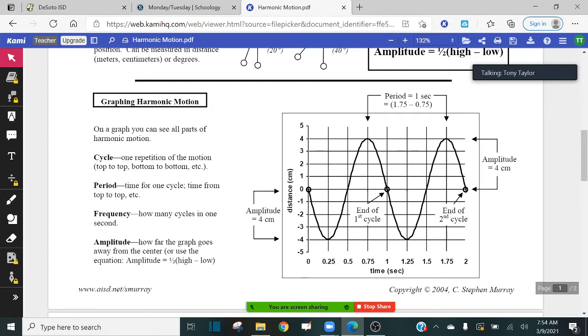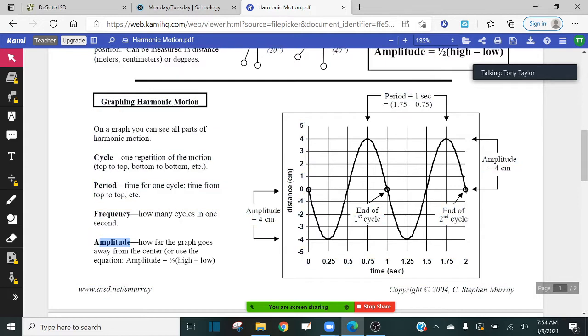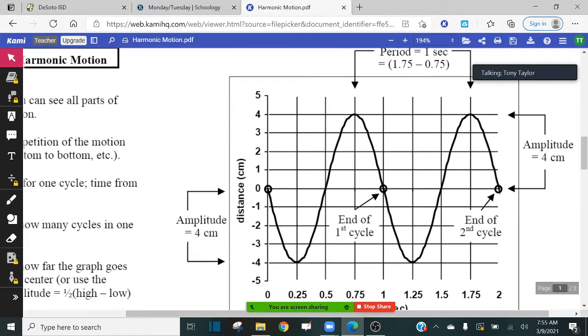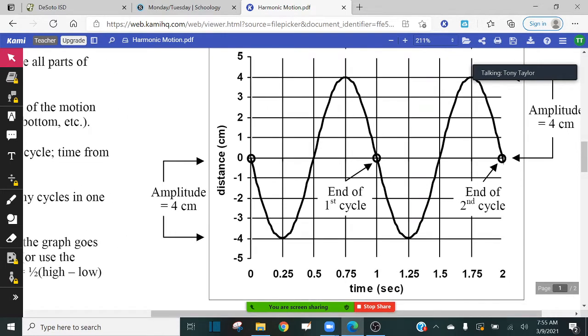One term I want you guys to know is what is known as the amplitude of the graph. Okay. Well, what does amplitude mean? Amplitude means how far the graph goes away from the center. So in other words, it's the distance from the midpoint. So for example, guys, look at this graph right here. How do I know the amplitude of this particular graph?